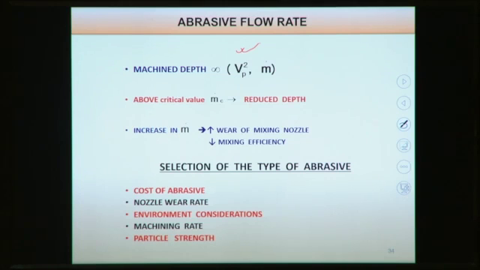The mixing nozzle will be there, and then mixing efficiency will reduce. So selection of abrasive particles will depend on the cost of abrasives, nozzle wear rate, environmental consideration, machining rate and particle strength.